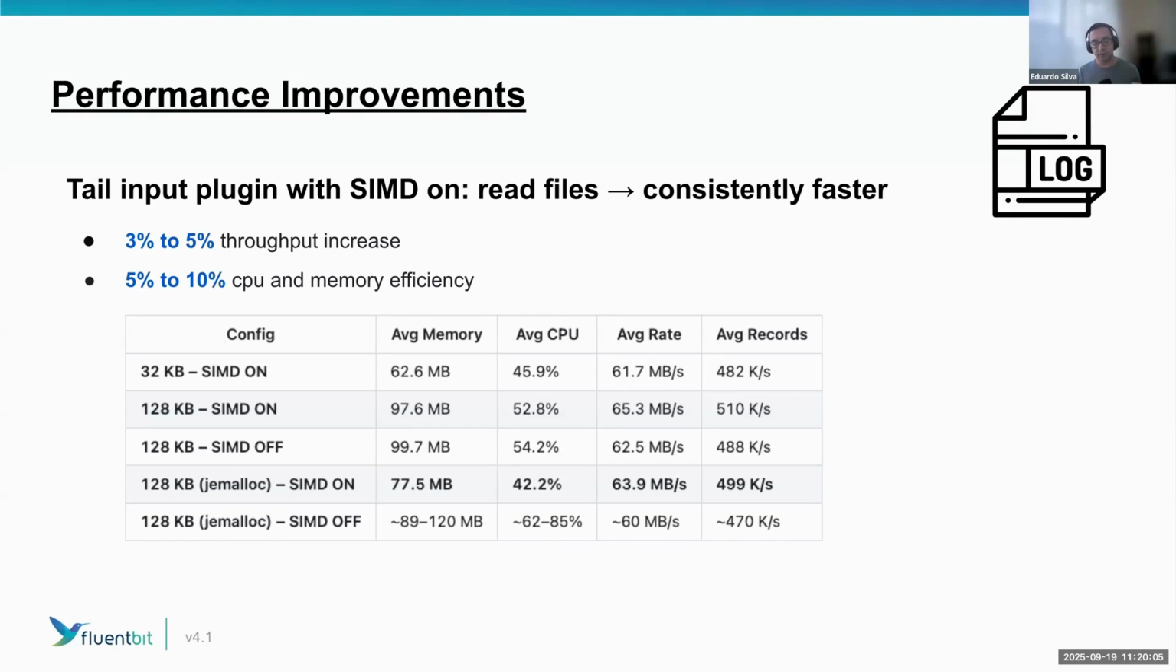So based on the configuration that you have in Tail, for example, file buffer, when you read a file, you have a buffer for that file. If it's set to 32 kilobytes or 128 kilobytes, based on if SIMD has been enabled or not, this is kind of the baseline that we got for each one of them.